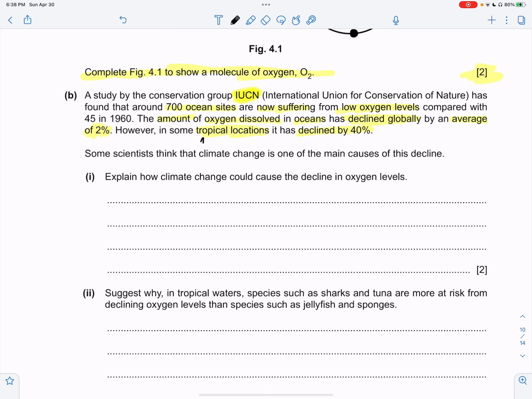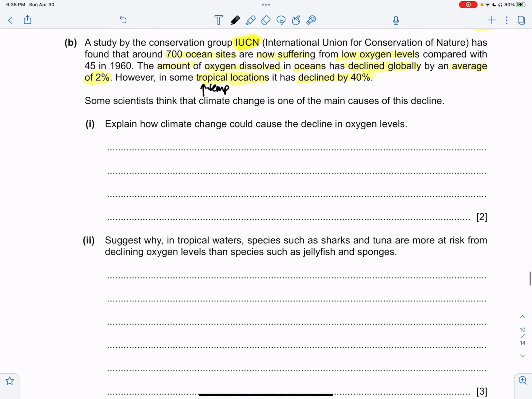So tropical, we need to be thinking high temperature. So what's going on that's different? This is all about oxygen or gas solubility. Some scientists think that climate change is one of the main causes of this decline, and we're talking about oxygen in the oceans. Explain how climate change could cause the decline of oxygen levels.